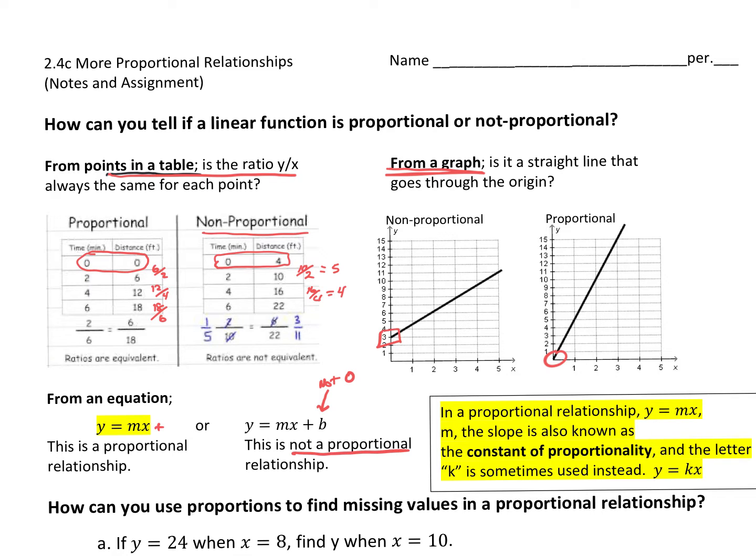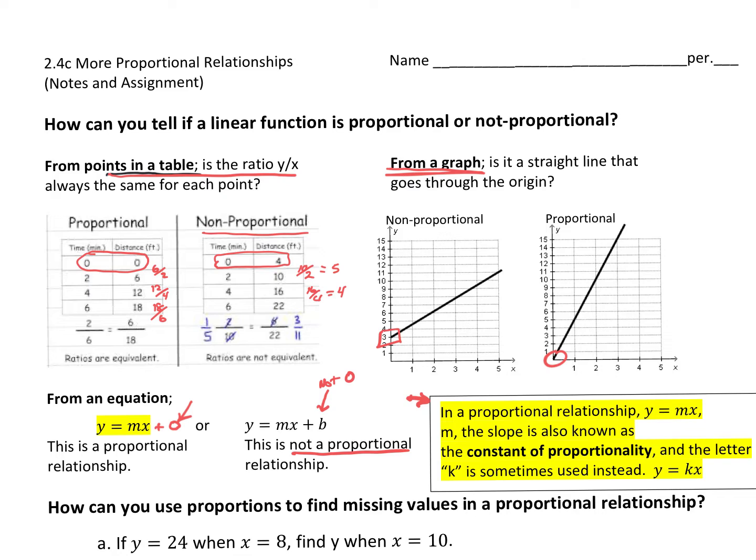so we need this to be not 0 for it to be not proportional. But if we have the b value for y equals mx plus b is 0, then it is a proportional relationship because the y-intercept is 0, it goes through the origin. So we just have y equals m times x. Notice over here in the box, we have y equals m times x because the y-intercept is 0, so we left it off.